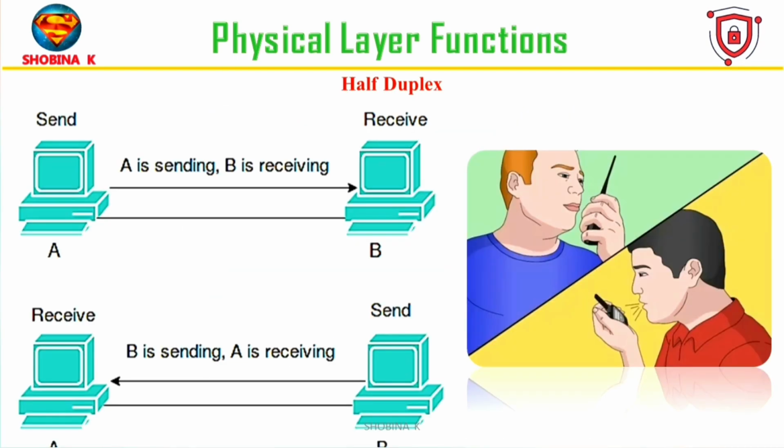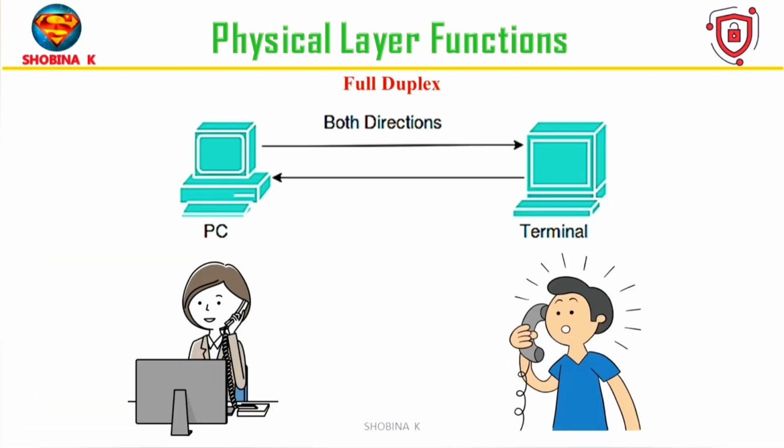In half duplex, data flows in both directions but not simultaneously. Example, a walkie-talkie. Here one person talks and the other listens. Then the roles are reversed. In full duplex mode, data flows in both directions simultaneously. Example, a phone call where both parties can talk and listen at the same time.